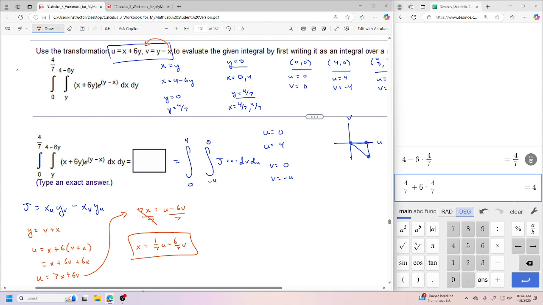Okay. Now I got to go back and find my y. So y is equal to v plus all of this stuff. You don't need the parentheses, but this is a 1, which means 7/7. Therefore, I can say that y is equal to 1/7 u plus 1/7 v.